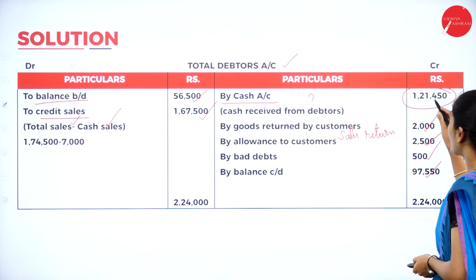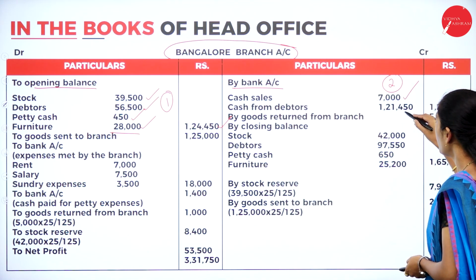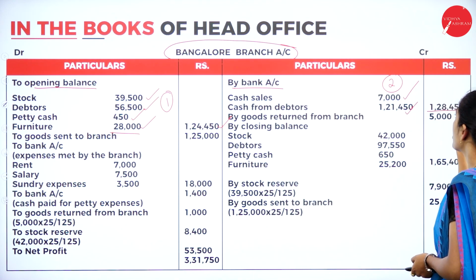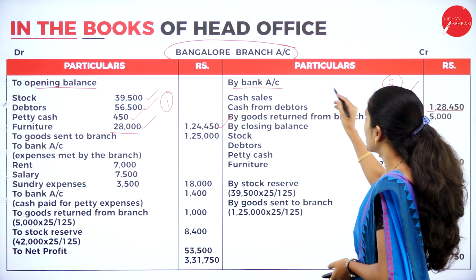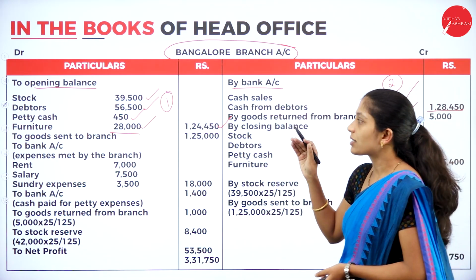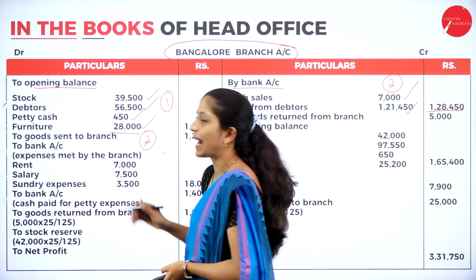How much? That is 1,21,450. So record that 1,21,450. So the total will be 1,28,450. Now we are done with the second step. Next, your third step is to see whether any goods are sent to branch.